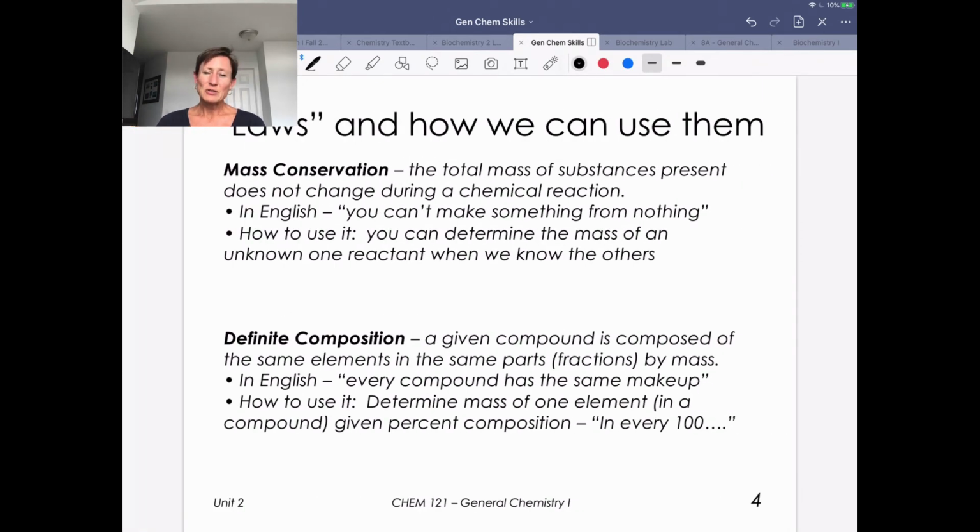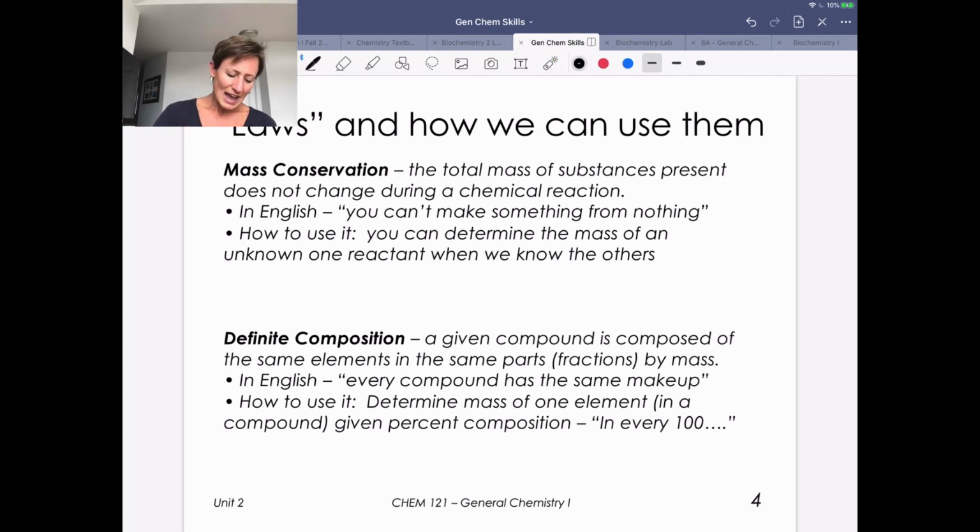All right, the last little thing here is just telling you about some chemical history and some important properties that have allowed scientists to do the work that they've done over the past couple of centuries. But these are going to represent little mathematical tools that we'll use for some future problems. So the first is a law called the law of mass conservation. It says that the total mass of substances present does not change during a chemical reaction. Well, what does that mean in English? Basically, you can't make something from nothing, and stuff doesn't just disappear.